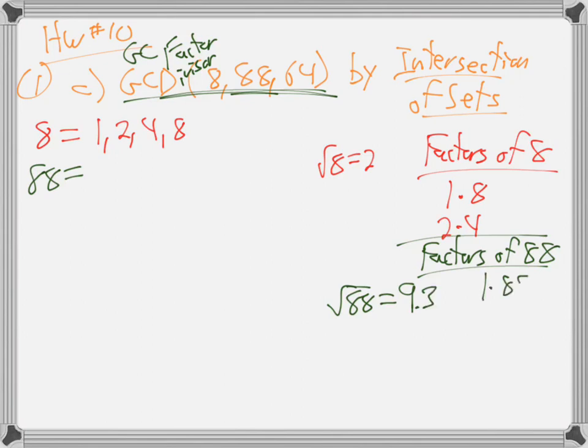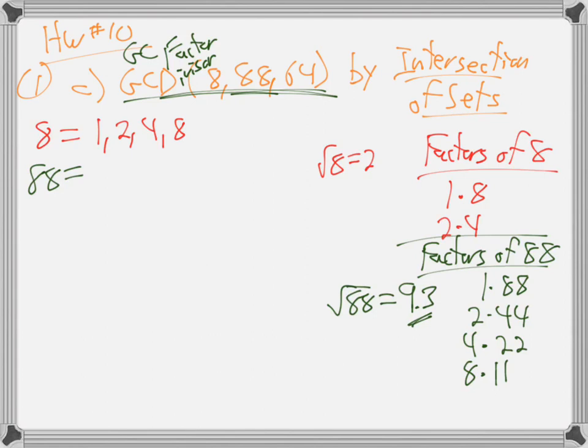So start with 1. 1 times 88. 2 times 44. Just use your calculator. Divide by 3. Divide by 4. 3 doesn't go, does it? So then 4 times 22. 5 doesn't go. 6 doesn't go. 7 doesn't go. 8 times 11, and that's it, huh? Because the next one will be 9, and that doesn't go, and so that's as far as we need to go.